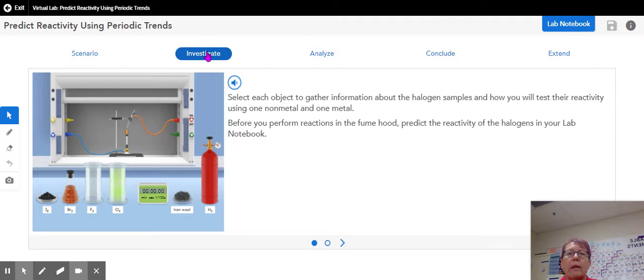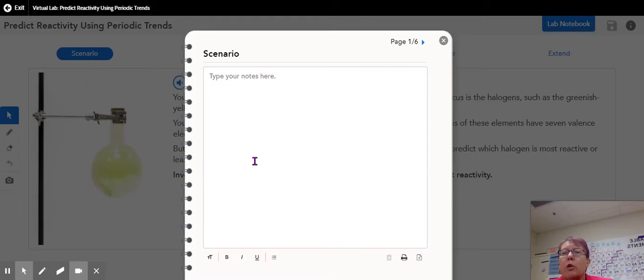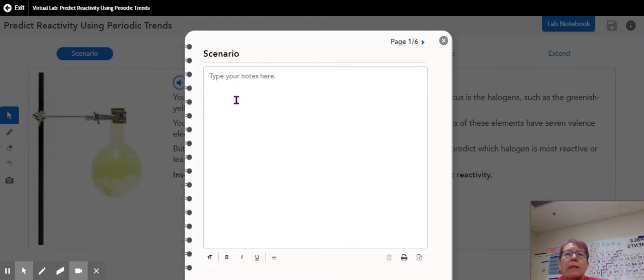I'm going to go up here and click on investigate. Notice that there are a couple of parts to investigate. So we're going to click through the buttons before we go back up to analyze. I'm going to pop back to scenario. Notice what I did: I clicked on the lab notebook. You might want to type in here that we're trying to find which halogen is the most reactive. So I put that in my book.